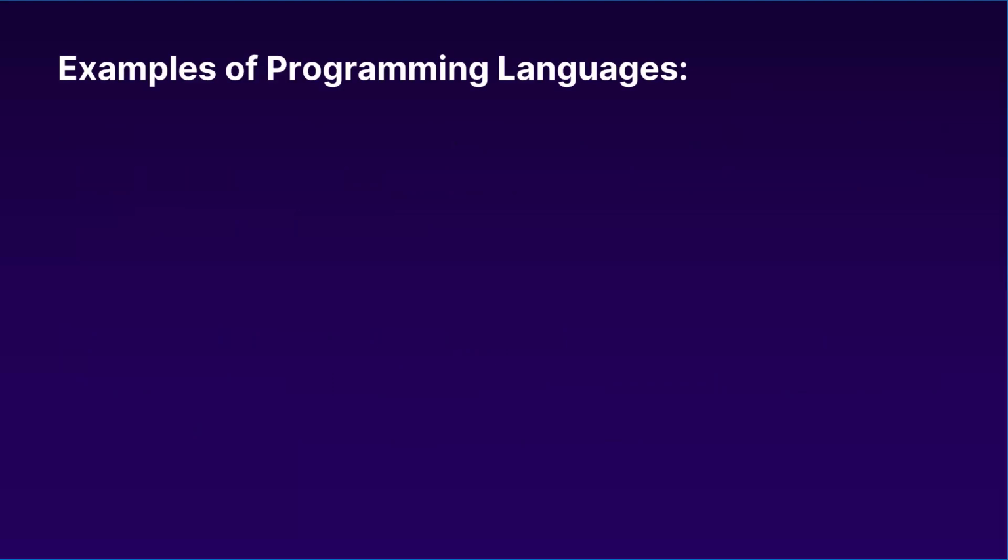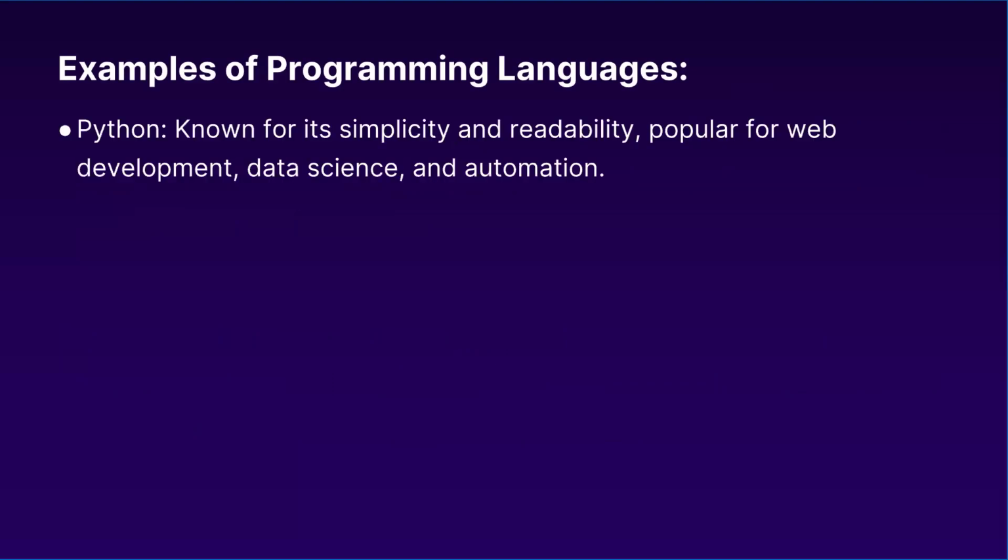Now, what are the examples of programming languages? The first one we'll look at is Python. Python is known for its simplicity and readability. It is popular for web development, basically back-end. It's also popular for data science, people who want to do data analysis, data science and automation, AI, and you understand, they will have to learn Python.